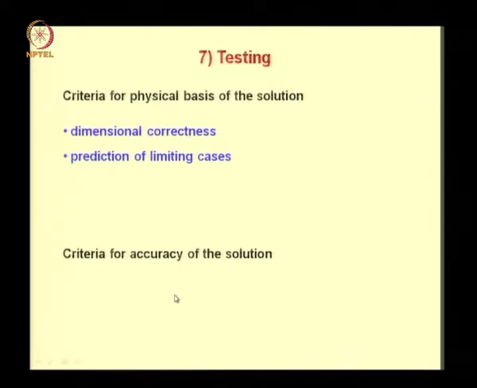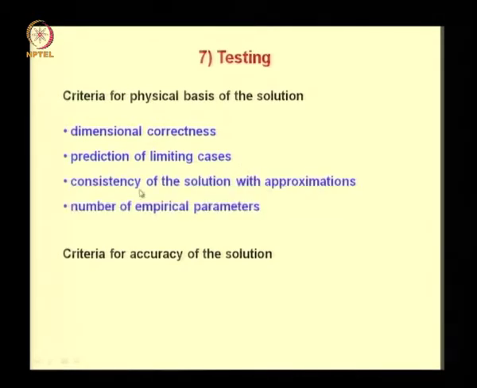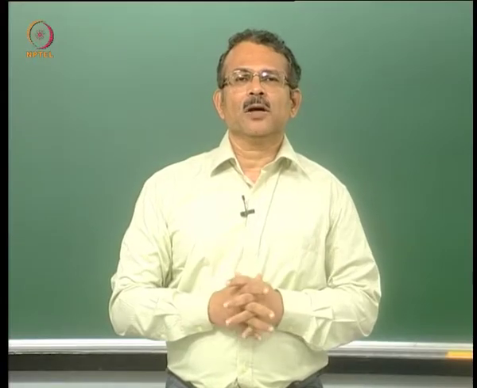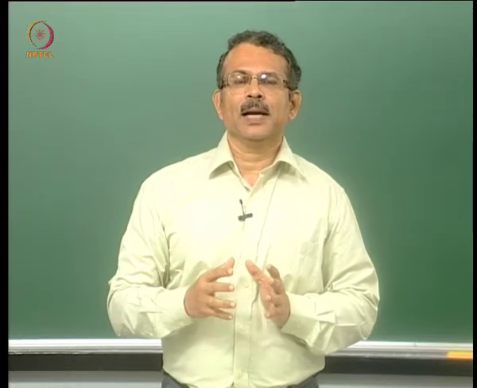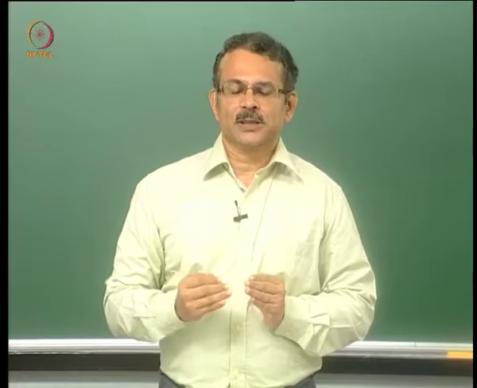The physical basis of the solution can be tested using the following approaches. We test for dimensional correctness and ability of the model to predict limiting cases. Then we check for consistency of the solution with approximations, and we look for the number of empirical parameters in a model. If the number of empirical parameters is small, then we say the model has a strong physical basis. On the other hand, large number of empirical parameters would imply a weak physical basis.